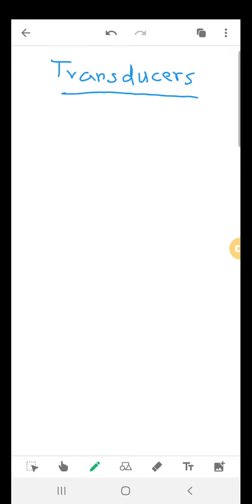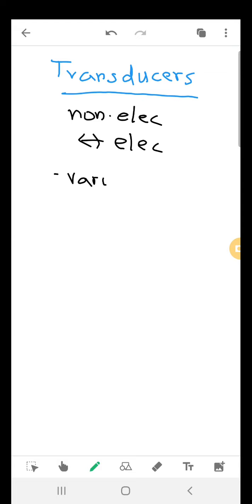Now, these transducers are basically devices for converting non-electrical signal into electrical signal, or vice versa, or electrical to non-electrical, or non-electrical to electrical signal. The variations in electrical signal being a function of the input. That's an important thing. The variations are a function of the input.